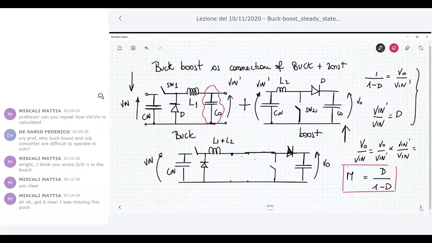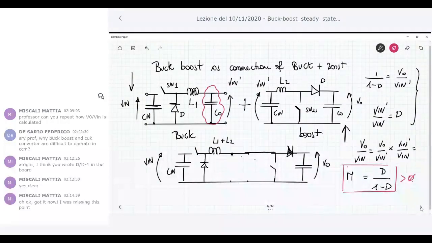As you can see, this conversion ratio is the same of the buck boost. The difference is that now this is positive, okay? It's not negative, okay? The buck boost is D over D minus 1. So this, if you want, this combination, these circuits, is the non-inverting version of the buck boost. The buck boost inverts the output with respect to the input. This has the same relationship, the same conversion ratio of the buck boost without inverting the output voltage. So V0 is positive, okay?